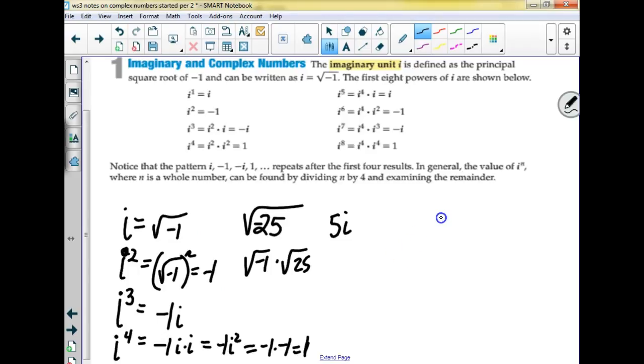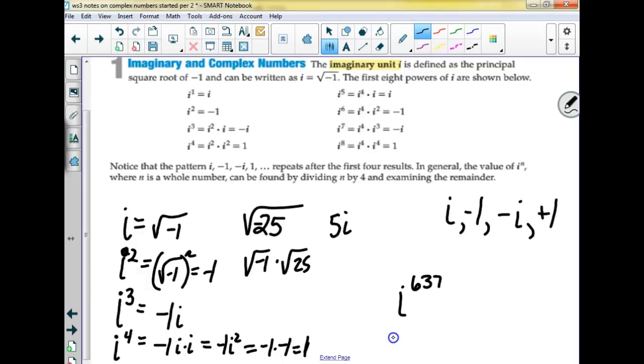When you have any power of i, you could just end up with an i, you could end up with a +1, you could end up with a -i, or a -1. I did that in the wrong order if you're going to do them in order, but those are the only 4 possible answers, okay?